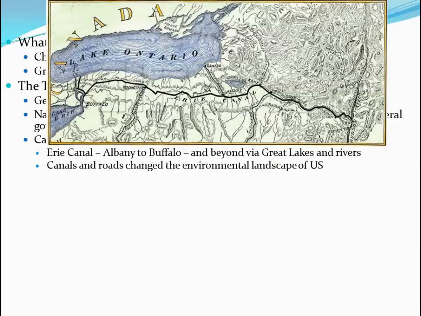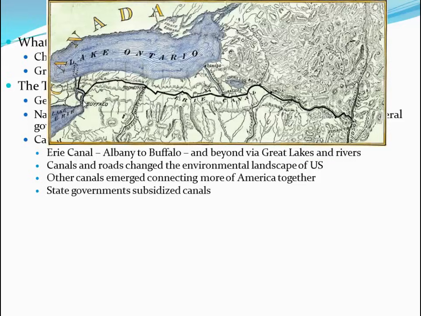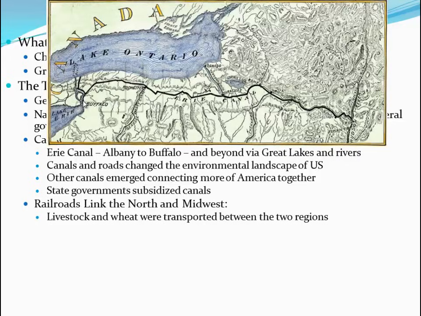And canals and roads changed the environmental landscape of the United States as well. Other canals soon emerged that connect more of America together. The Erie Canal is probably the most famous one, but there are many other canals as well. And we see that the state government subsidized or helped pay for canals, whether in the form of direct payment or tax breaks for companies that would build these canals. Now, canals are soon going to be replaced by railroads, and it's especially going to be during and after the Civil War where this railroad boom will really take off.